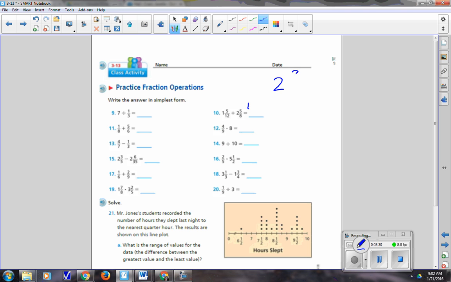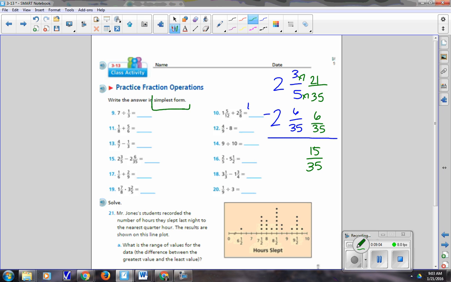2 3/5, make sure you write it correctly, take away 2 6/35. First things first, we need a common denominator. I'm going to go with 35 since it's all pretty and nice and set up for me. Times 7, times 7. 21 take away 6 is 15 35ths. Subtract the 2's. That's going to be 0.